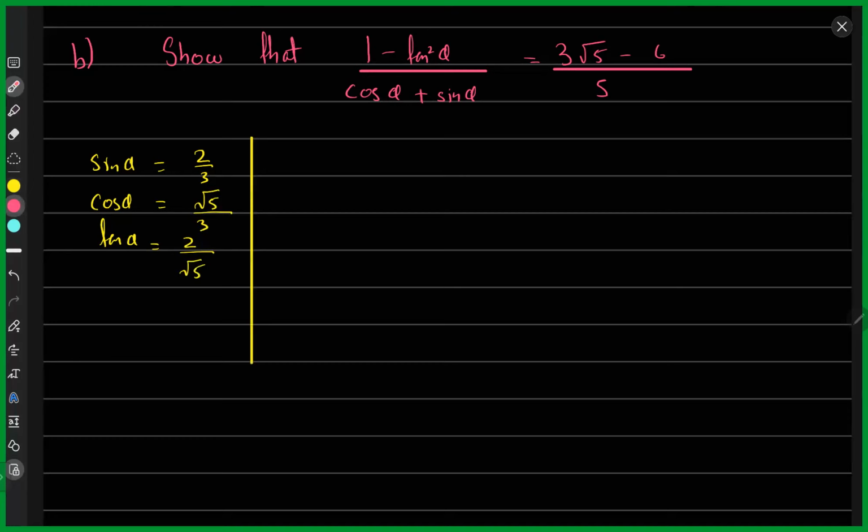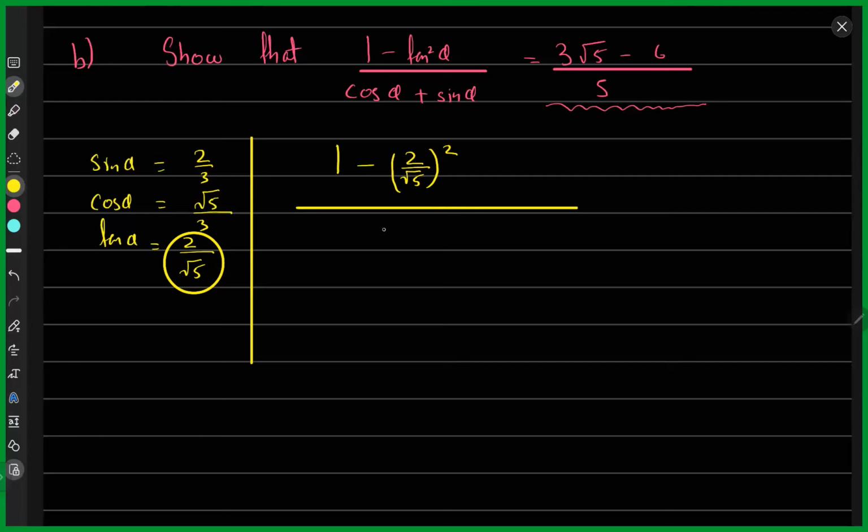Now this is something that you need to prove, and it's simple. You're only supposed to plug in the values, simplify this, and make your final answer look like this one. This is basically the challenge. So let's quickly try doing it. It's 1 minus tan square. This is tan, it's 2 divided by √5. I need to square this, divided by cos theta.